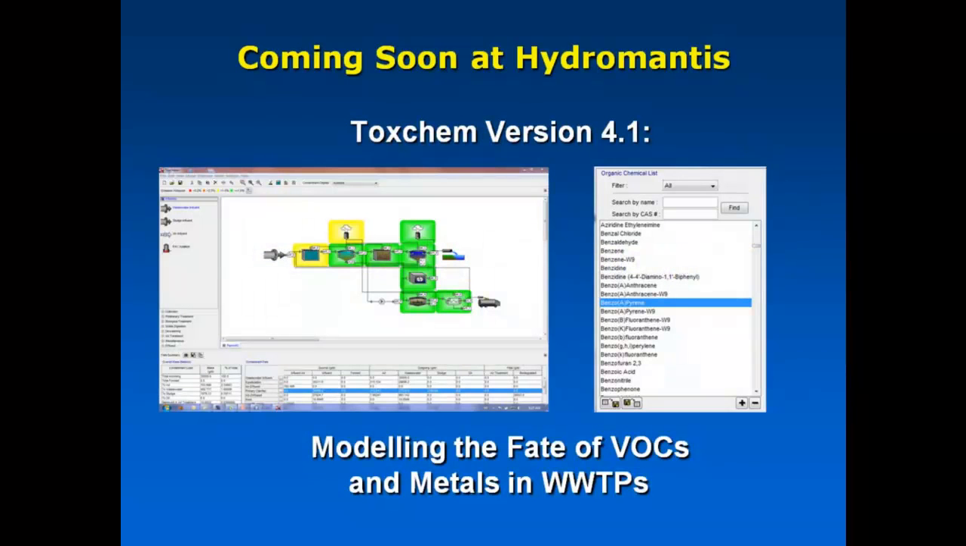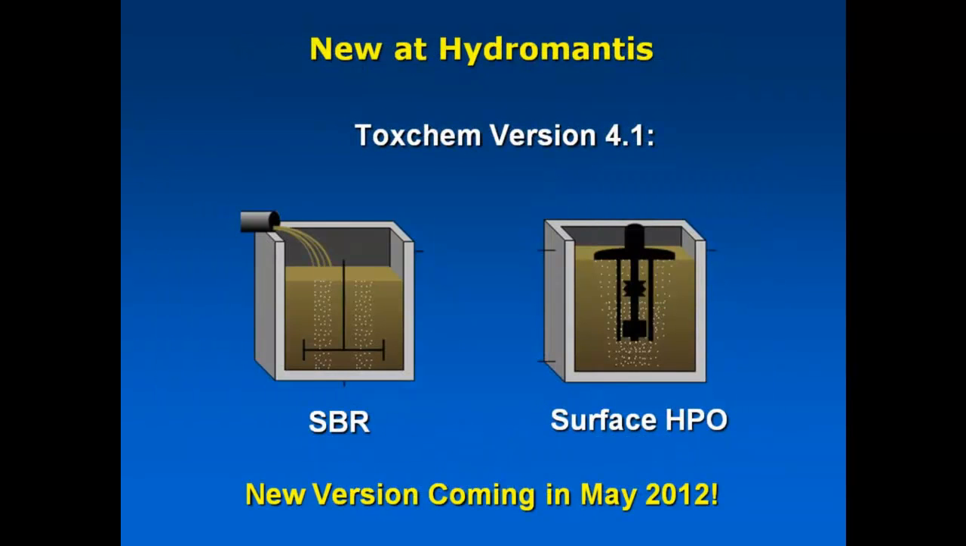So what I'd like to do now is just illustrate a few things that are new and coming up at Hydromantis, and then I'll move on and answer some questions. So first of all, we have a new version of ToxChem coming out next month. As I mentioned, this new version is going to have new unit processes, an SBR model, and a surface HPO model, and that's coming out next month.